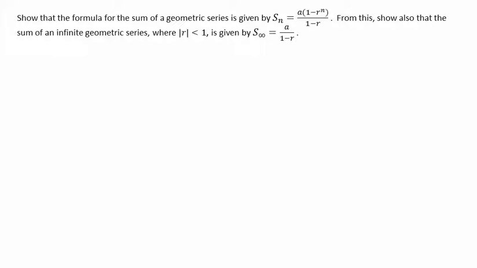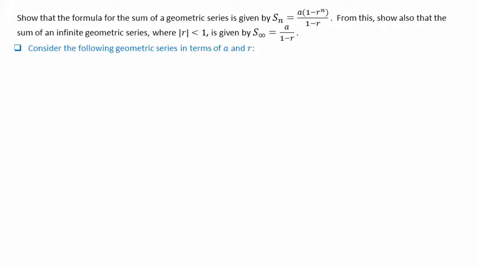Show that the formula for the sum of a geometric series is given by Sn equals a times 1 minus r to the n over 1 minus r. From this, show also that the sum of an infinite geometric series, where the absolute value of r is less than 1, is given by S infinity equals a over 1 minus r.